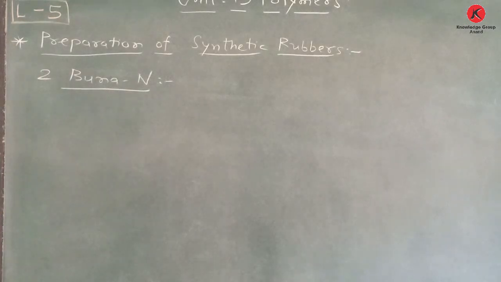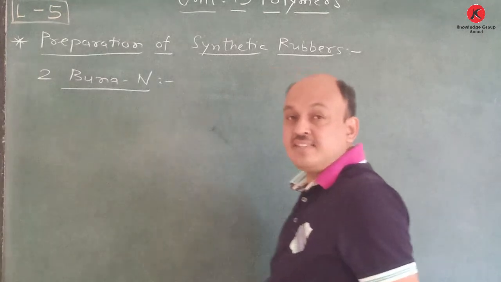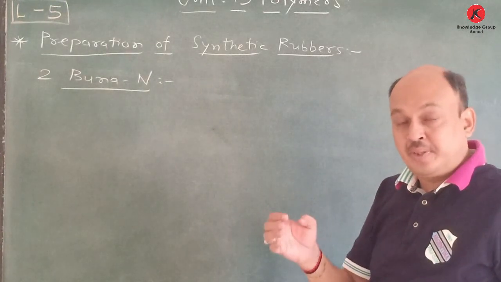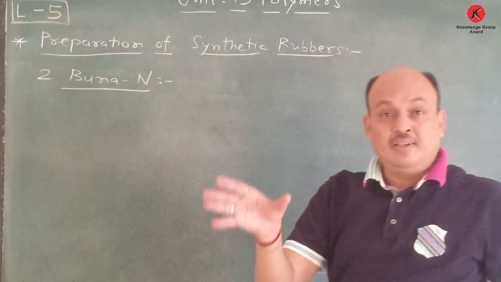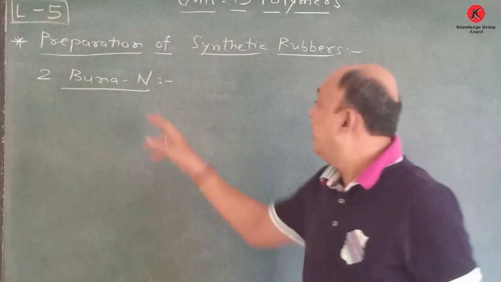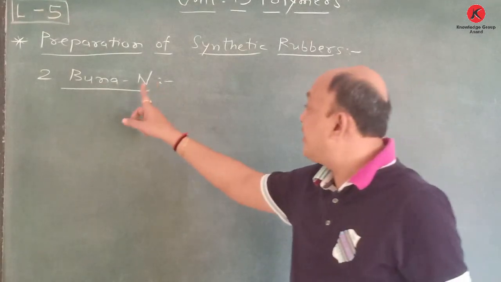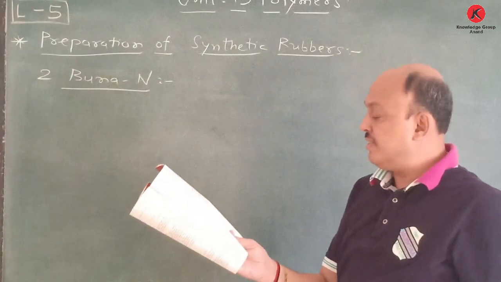Now here, Buna-N. You already learned Buna-S, in which one monomer is buta-1,3-diene and another monomer is styrene. But here in Buna-N, one monomer is the same. It is buta-1,3-diene, but the other molecule is acrylonitrile. Remember this one, and therefore it is called Buna-N. So first of all, you already learned this.